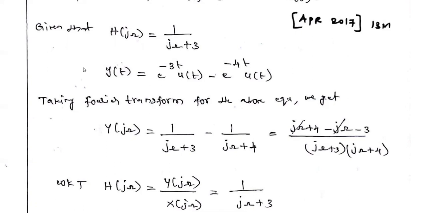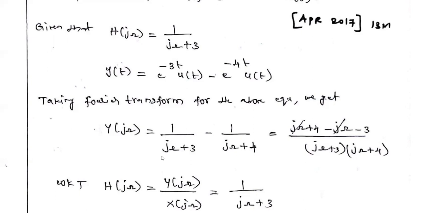In order to convert this time domain signal into the frequency domain, you take the Fourier transform of the above equation. What is the Fourier transform of y(t)? Y(jω). What is the Fourier transform of e^(-3t)u(t)? You know e^(-at)u(t) has Fourier transform 1 by (jω + a), so in the place of a, 3 is there. Similarly, the Fourier transform of e^(-4t)u(t) is 1 by (jω + 4). So Y(jω) is calculated.